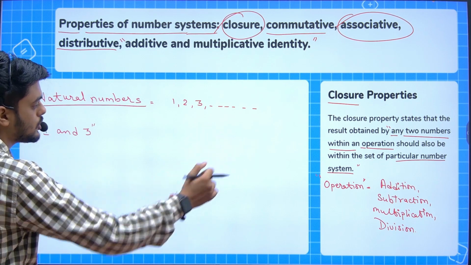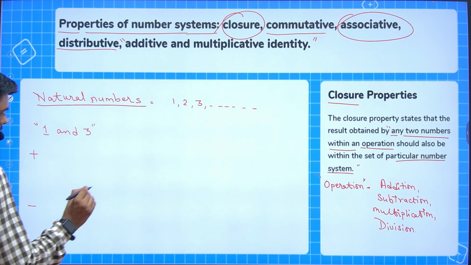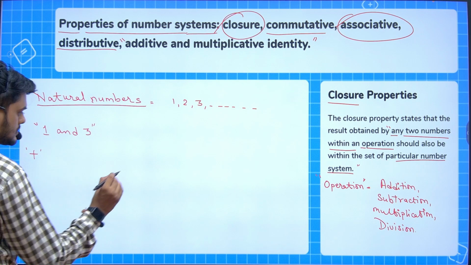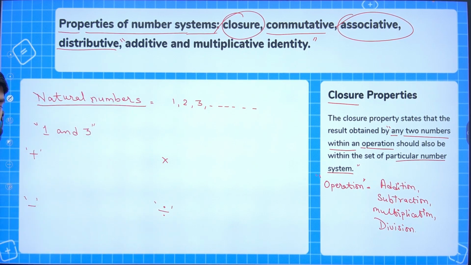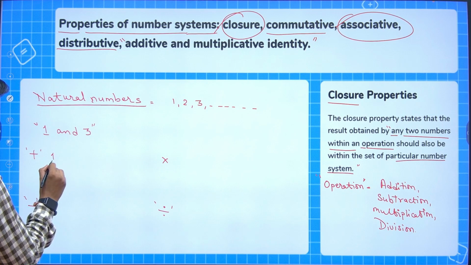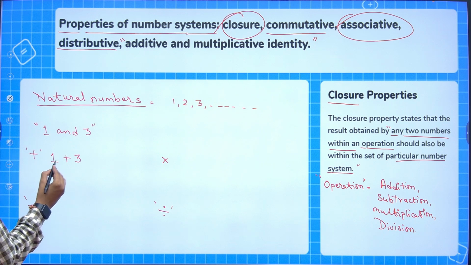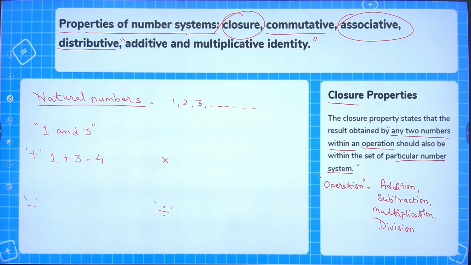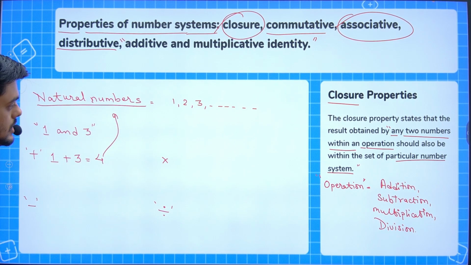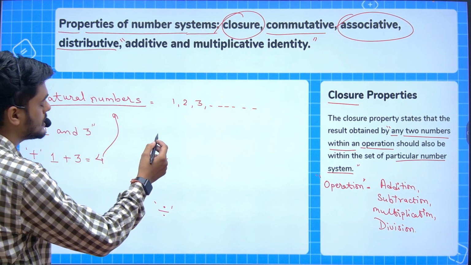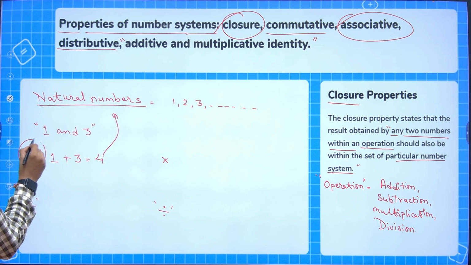Now we need to choose an operation as well. We have 4 operations: addition, subtraction, multiplication, and division. If we look at 1 operation 3, or we can say 1 plus 3, it concludes to 4, which is also a part of the number system. So we can say that natural numbers hold the closure property for addition.